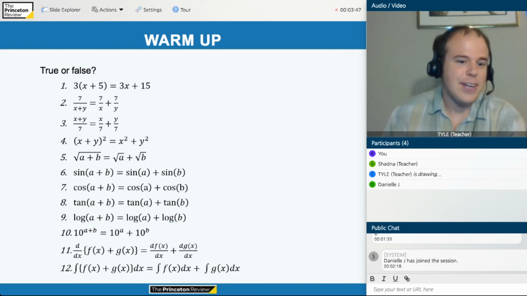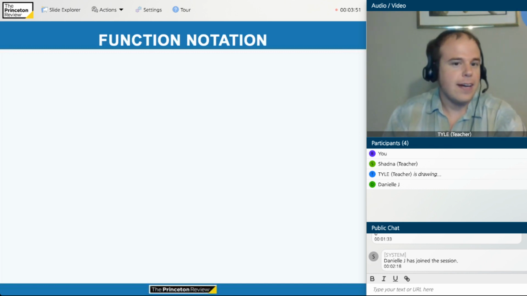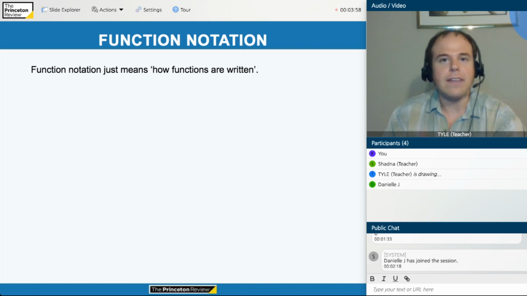Okay, no worries if you weren't totally finished. Hopefully you got through a good number of those. Before we dive into linearity, let's talk about function notation. This just means the conventions around how functions are written.